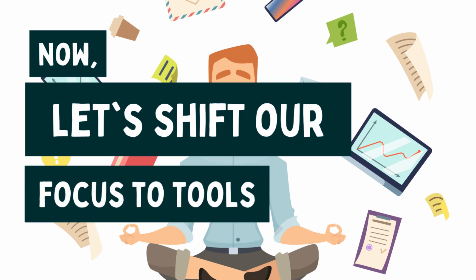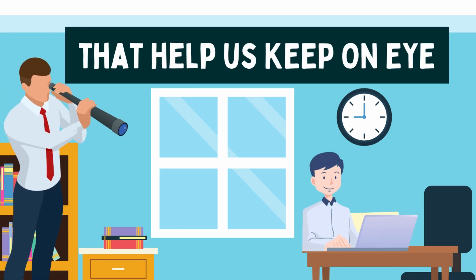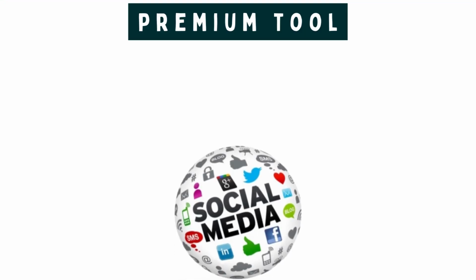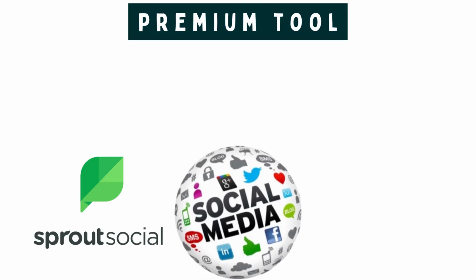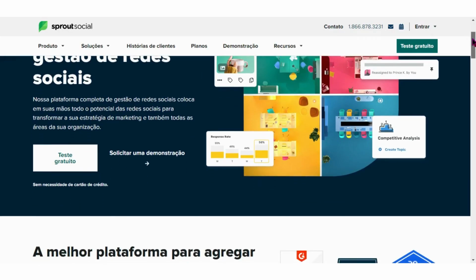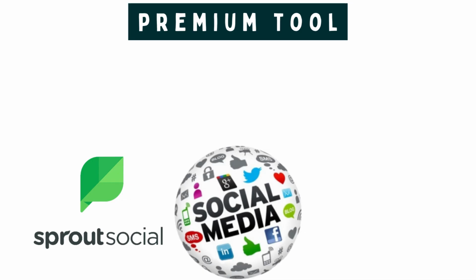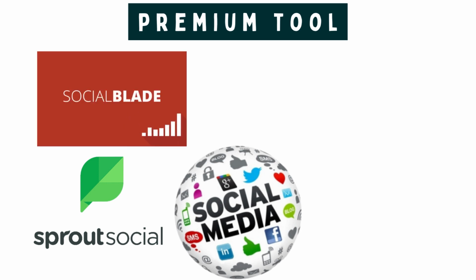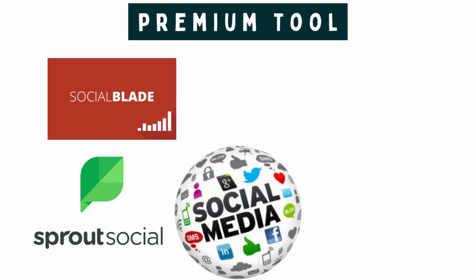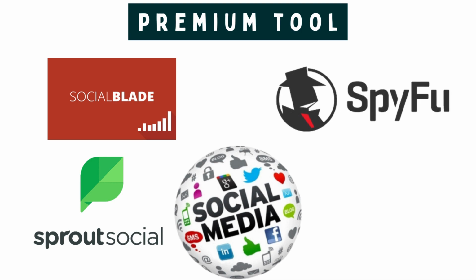Now, let's shift our focus to tools that help us keep an eye on our competitors. It's crucial to stay aware of what our competition is up to, and luckily, there are many tools available for this purpose. When it comes to social media, one such tool is Sprout Social, which is a freemium tool that allows us to monitor our competitors. Another freemium tool that we can use is Social Blade. Additionally, there's a popular tool called SpyFu that also falls under the freemium category.